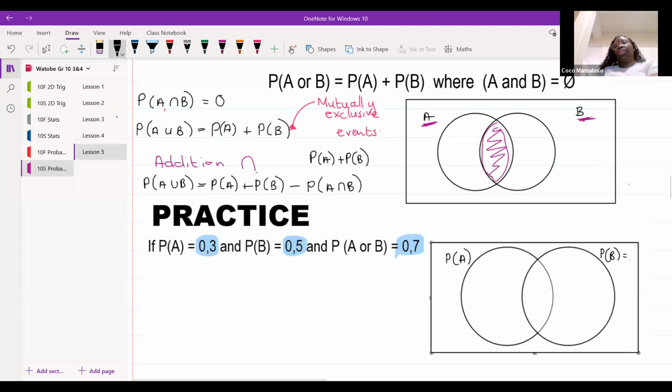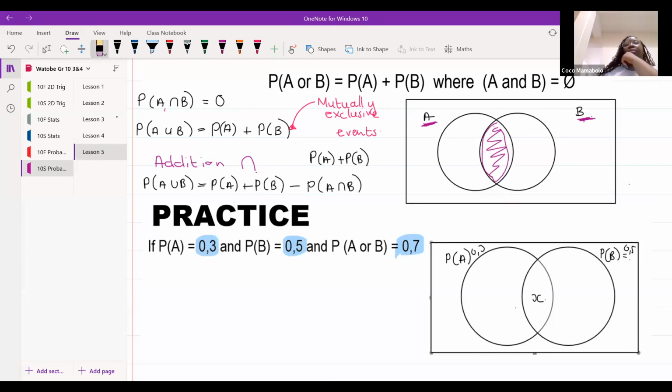Okay, all right. So we know that the probability of A must be 0,3. That one must be 0,5. What do we know about our intersection? We know that our intersection is X because it's not given. All right, we can name it X, correct. So what happens to this part over here? What does that part become?